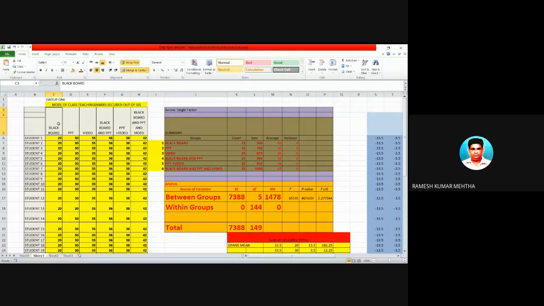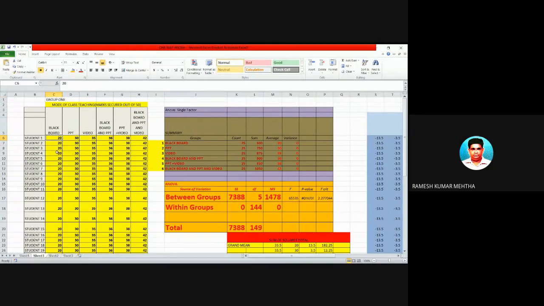Let's look first at between blackboard and PPT. Is there a difference in the marks? Is there a variance in the marks? Yes, on the face of it, it is observed that student 1 secured 20 marks when blackboard was used, but secured more marks, 30 marks, when PPT was used. So between these two groups, the same student has secured more marks. That is the meaning of between groups.